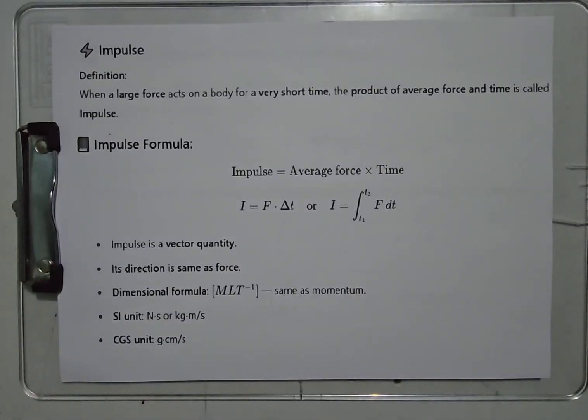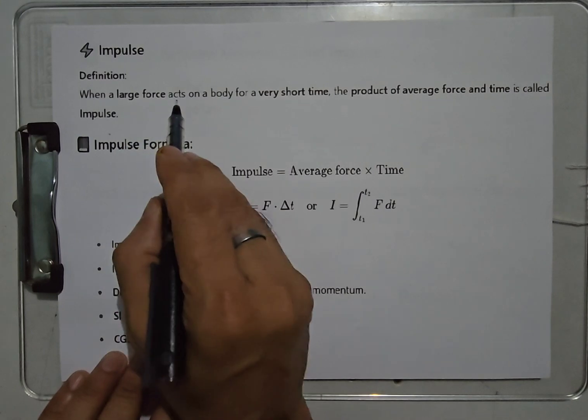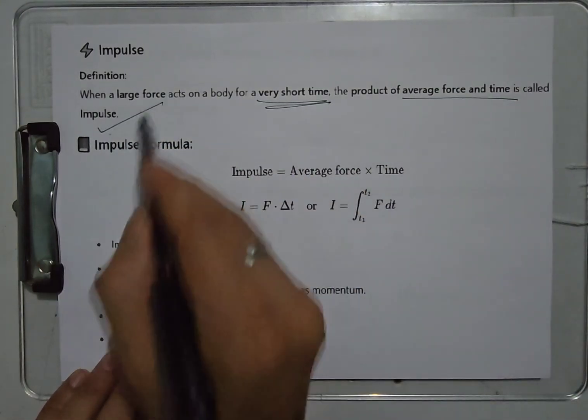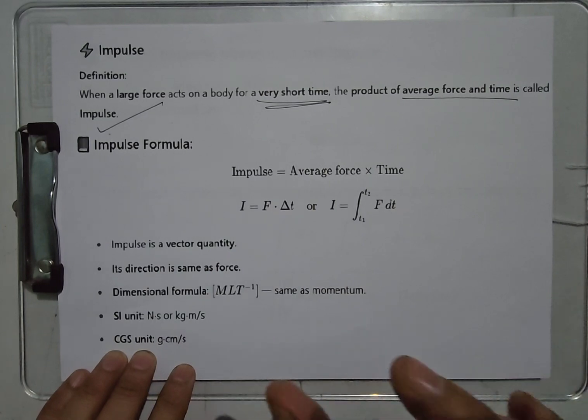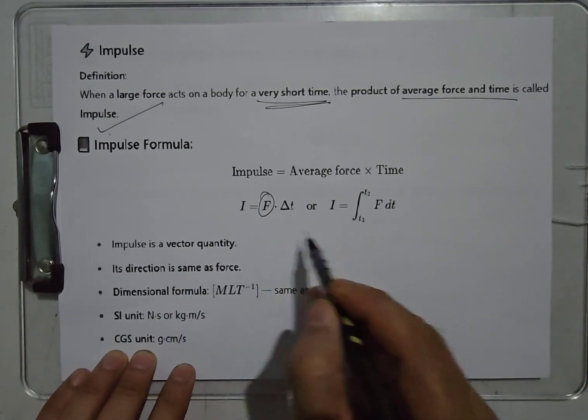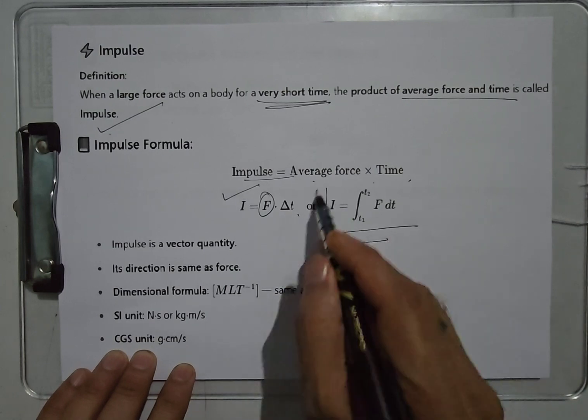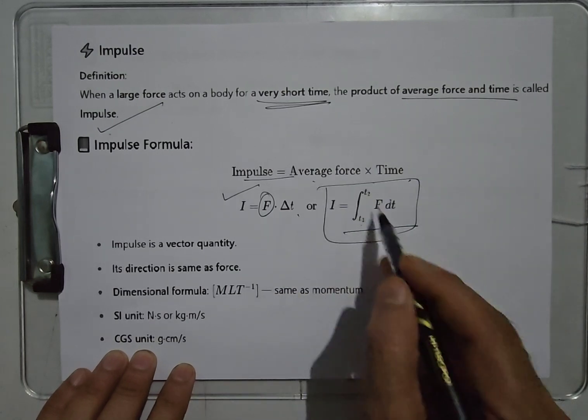Now what is impulse? There is another concept of impulse. Basically, this is a very large force acting on a body for a very short interval of time. When a large force acts on a body for a very short time, the product of average force and time is called the impulse. So impulse would be average force into time, F into delta t, or you can say I is equal to integral t1 to t2 of F dt.